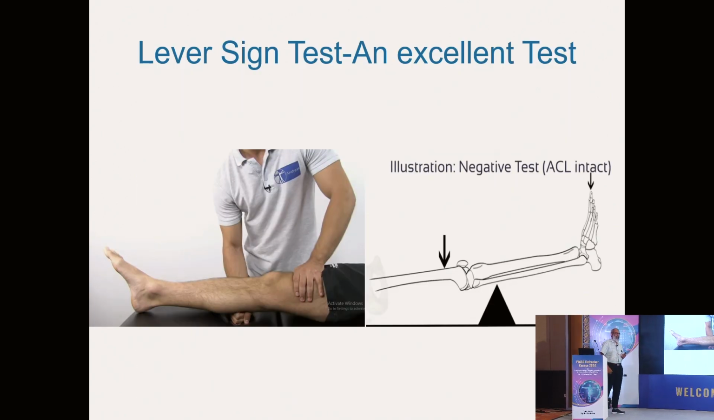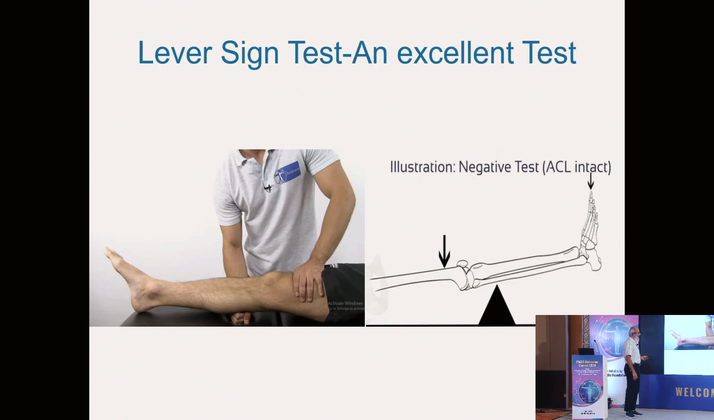Then this is a test that is not usually done, but is said to be a very specific test. This is the lever sign test. When you push it down, it acts as a lever. This is the fulcrum. So when I am pushing it down, this will go up. When this connection is proper, this acts as a fulcrum and the heel will go up.